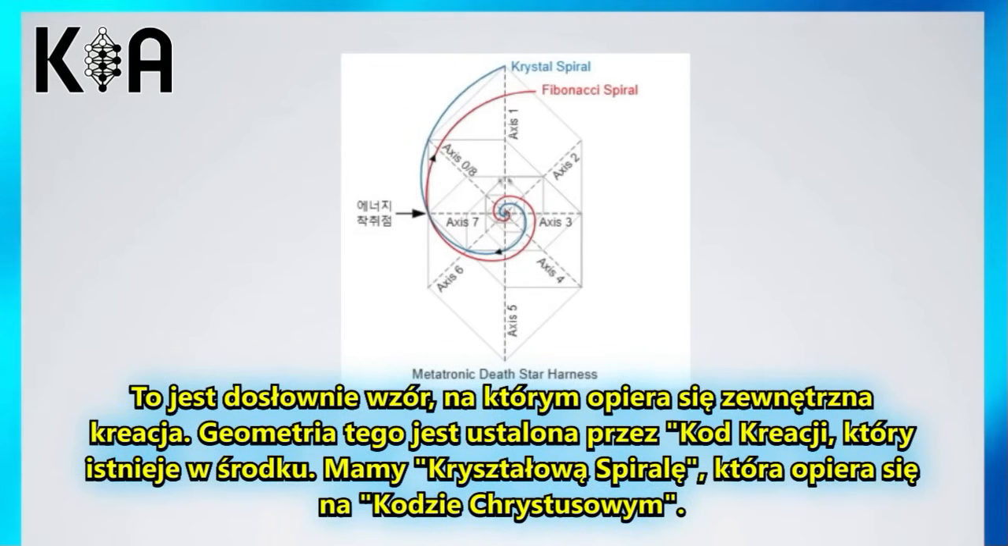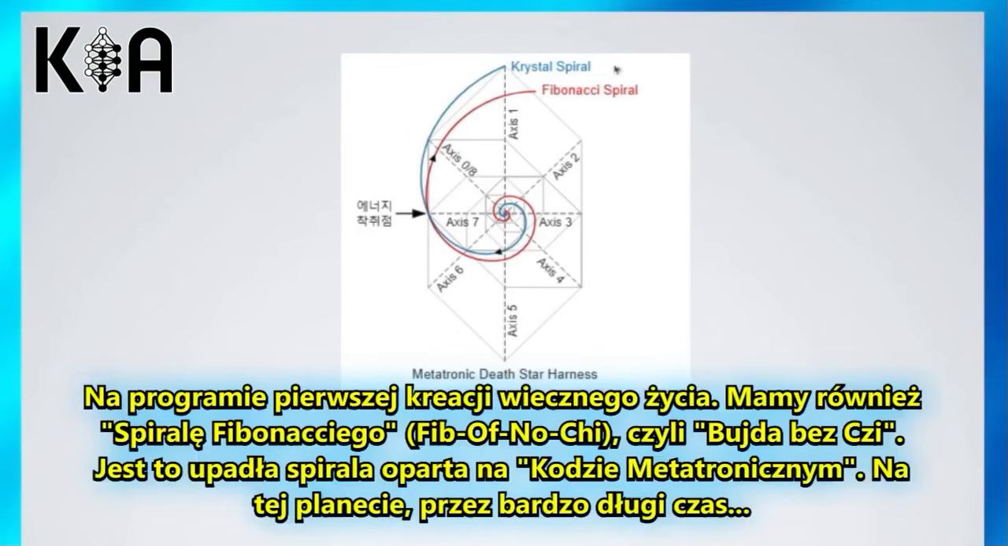And the geometry of this is defined by a creational code which exists at the center. Now, we've got the crystal spiral, which is based on the Christ code, First Creation, Eternal Life program, and we've got the Fibonacci spiral, which is a fallen spiral based on the Metatronic code program.